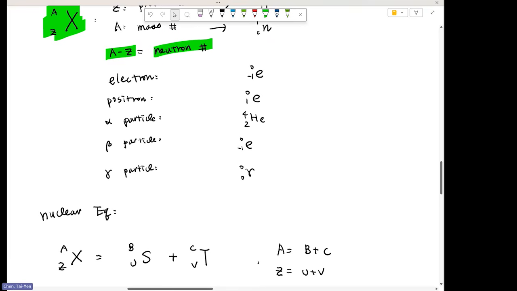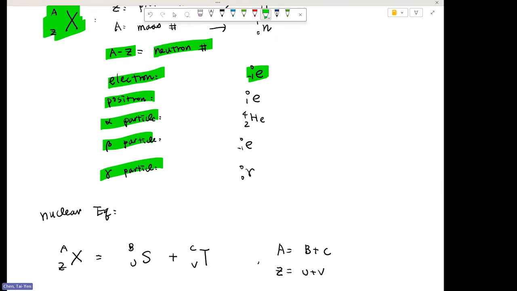And then a few particles that you should know what they mean. Electrons and beta particles are actually the same. The symbol is e, they carry -1 charge, but don't have mass. A positron looks basically identical to an electron; the only difference is that it carries +1 charge. An alpha particle is helium, proton number 2, mass number 4.